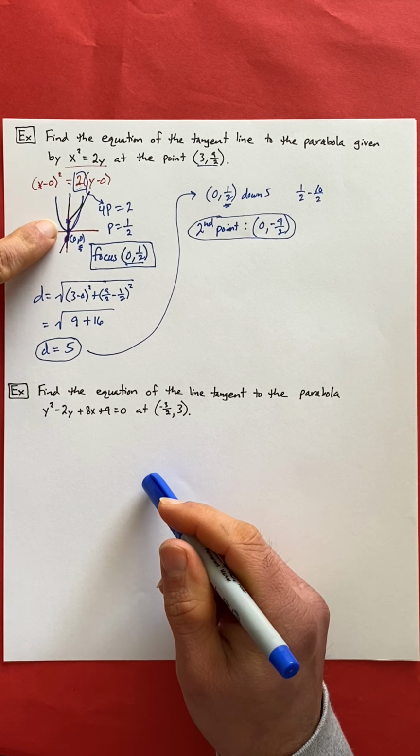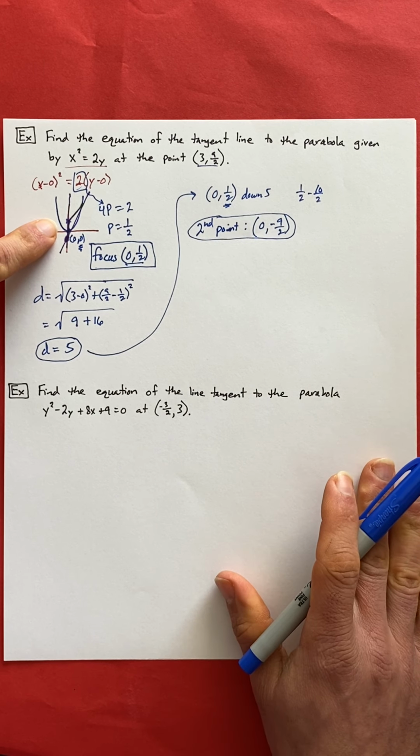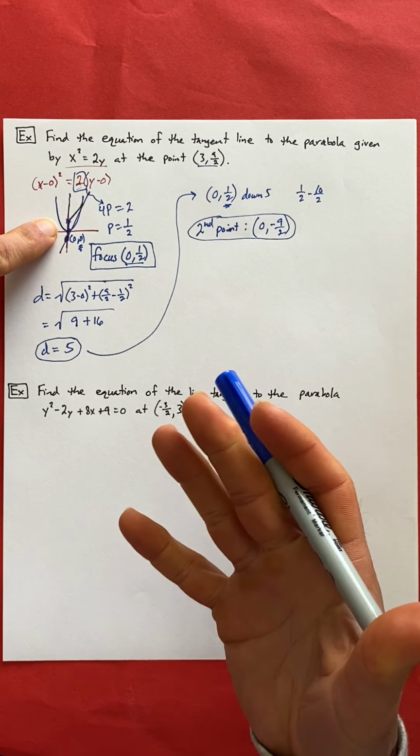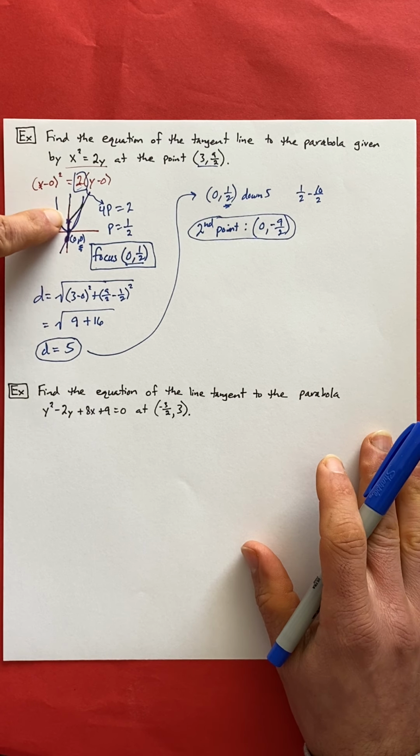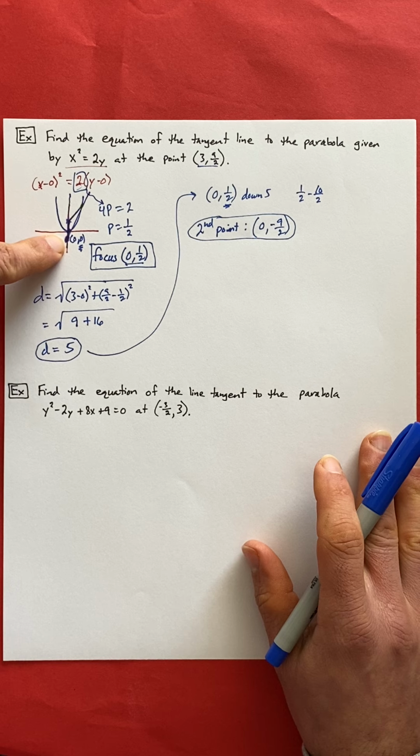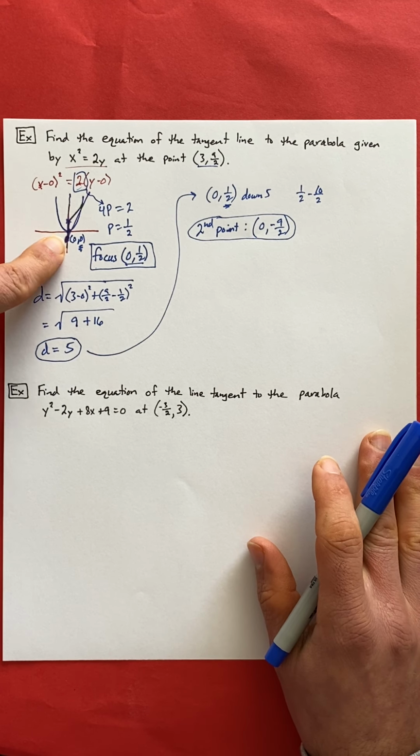So again, up to you if you want to draw a picture. I recommend it. It's easier to see things when you've got the picture right in front of you. I can see if that's the focus and that's the distance, I'm going to have to move down to get that point of intersection. Now I'm at step 4.